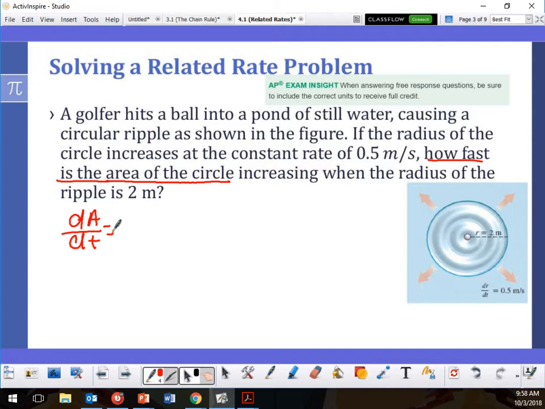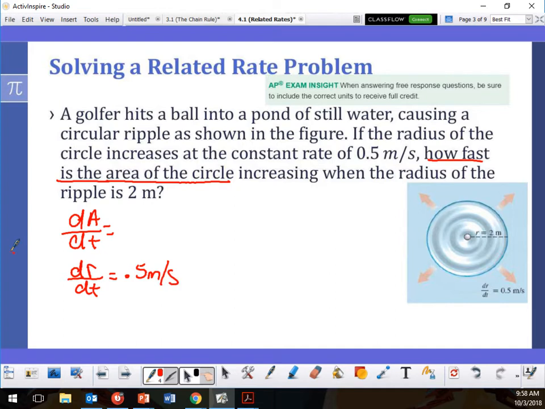And it says that the radius is changing at a constant rate of 0.5 meters per second. So what is that going to be? dr/dt. It's the change of the radius. So dr/dt is 0.5 meters per second.